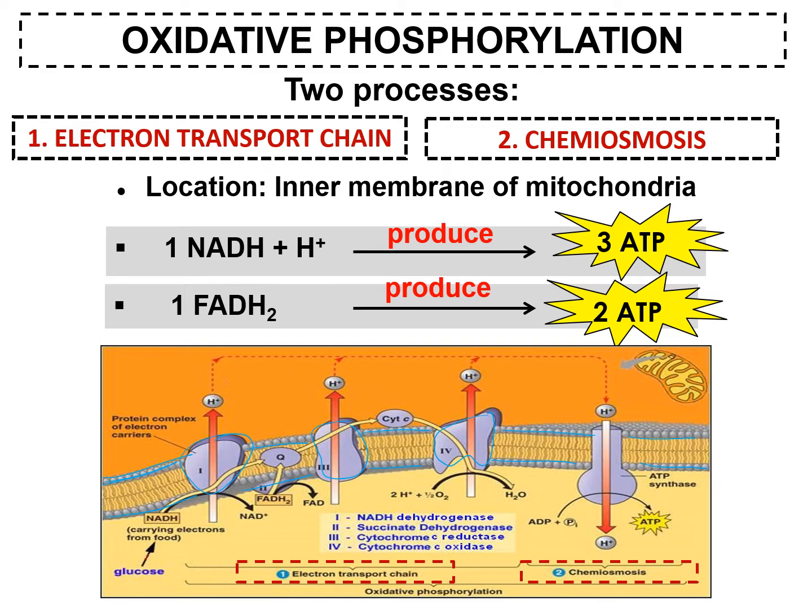So first, you need to know the currency, meaning that one molecule equals how many ATP. We use the analogy of currency, for example $1 USD equals how many Malaysian ringgit. So one NADH will be able to produce 3 ATP, while one FADH2 will be able to produce 2 ATP only.